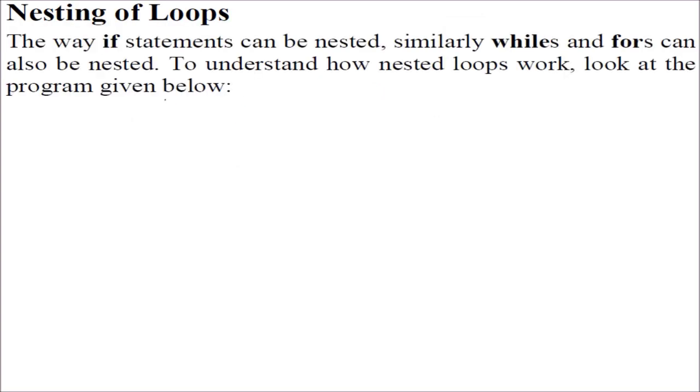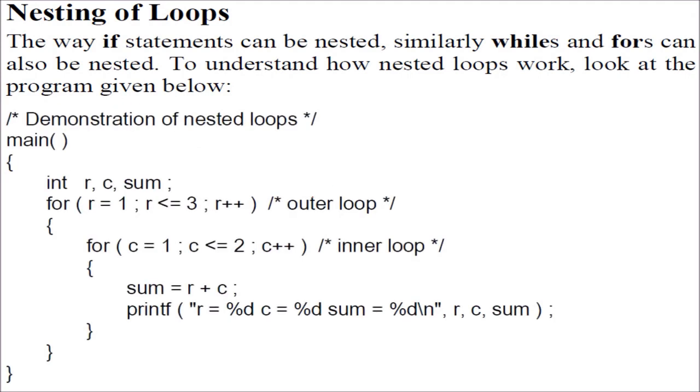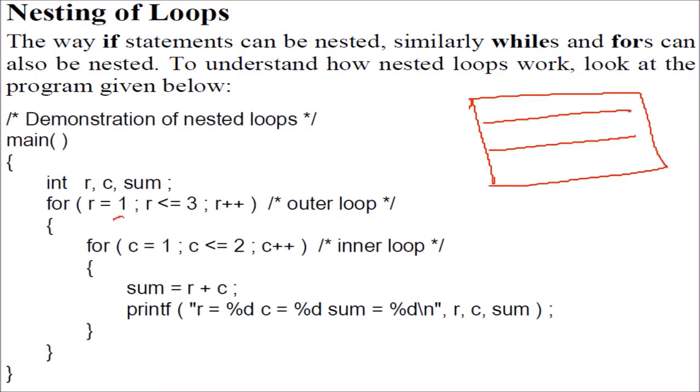Nesting of loops. So a loop can be placed inside a loop. A loop can be placed inside a while, a while can be placed inside a for, a for can be placed inside an if. Any combination is possible. For example, say we have a table, we have 3 rows. This is the first row till 3, 1, 2, 3. We have columns 1 to 2.